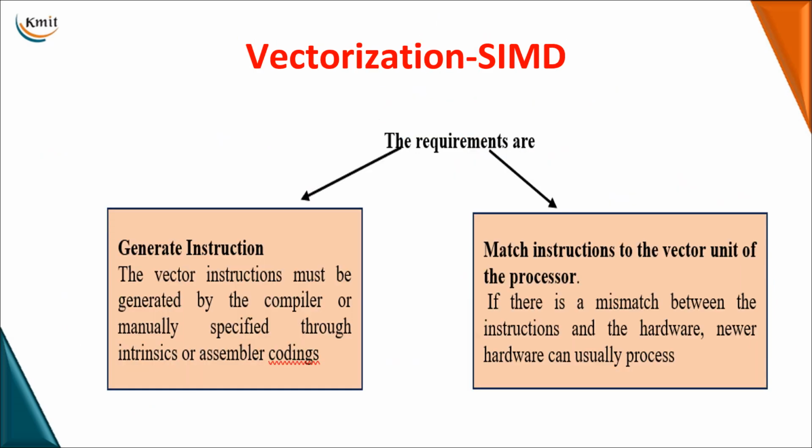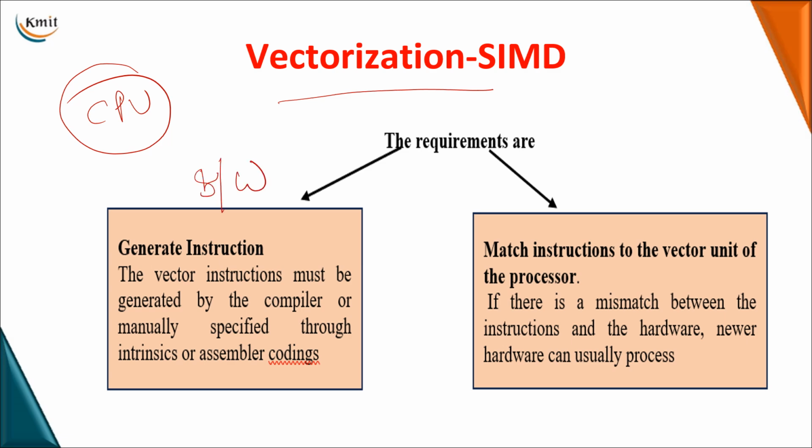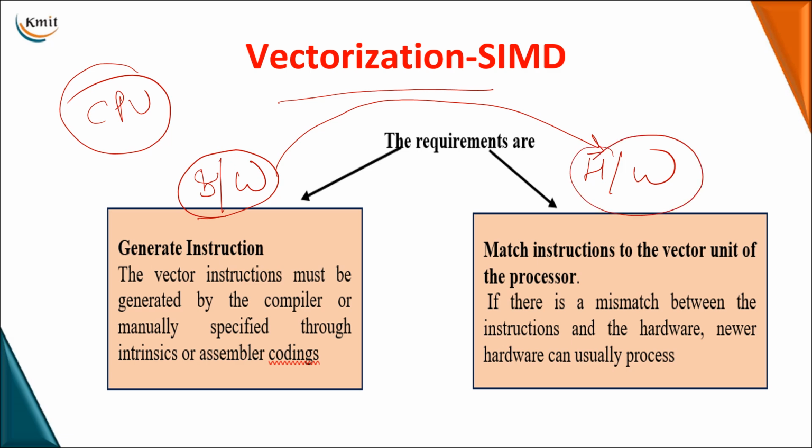Now when you want to actually implement this vectorization, all this we are talking about on a single CPU. So you need to have software and the corresponding hardware. You write the instructions in software, and whenever you write instructions, you need to find matching hardware so that you can execute these instructions. If you are not able to find the matching hardware, you go for a different hardware device which will make your instructions work. Instructions alone will not work, right? You require a device which will make your instructions work.